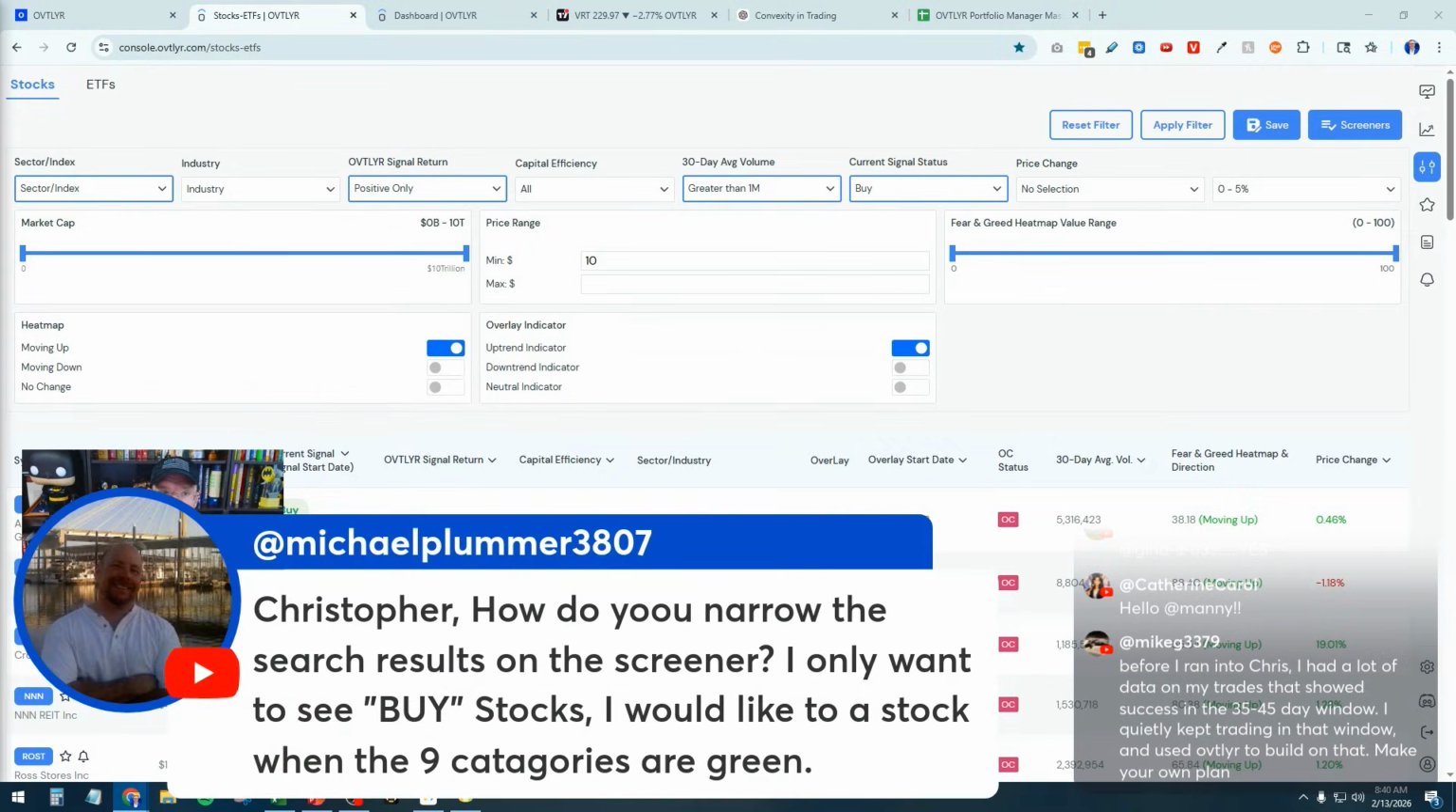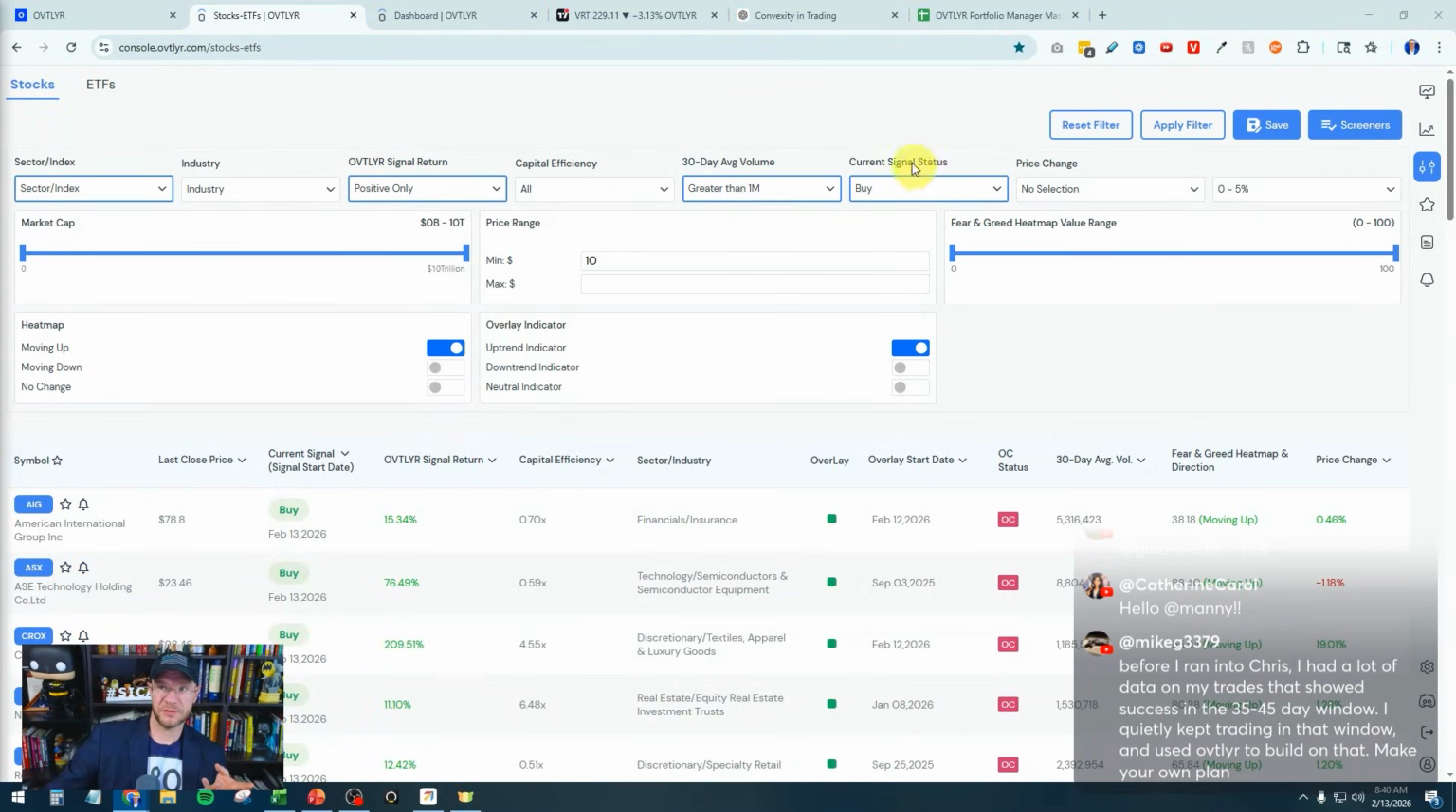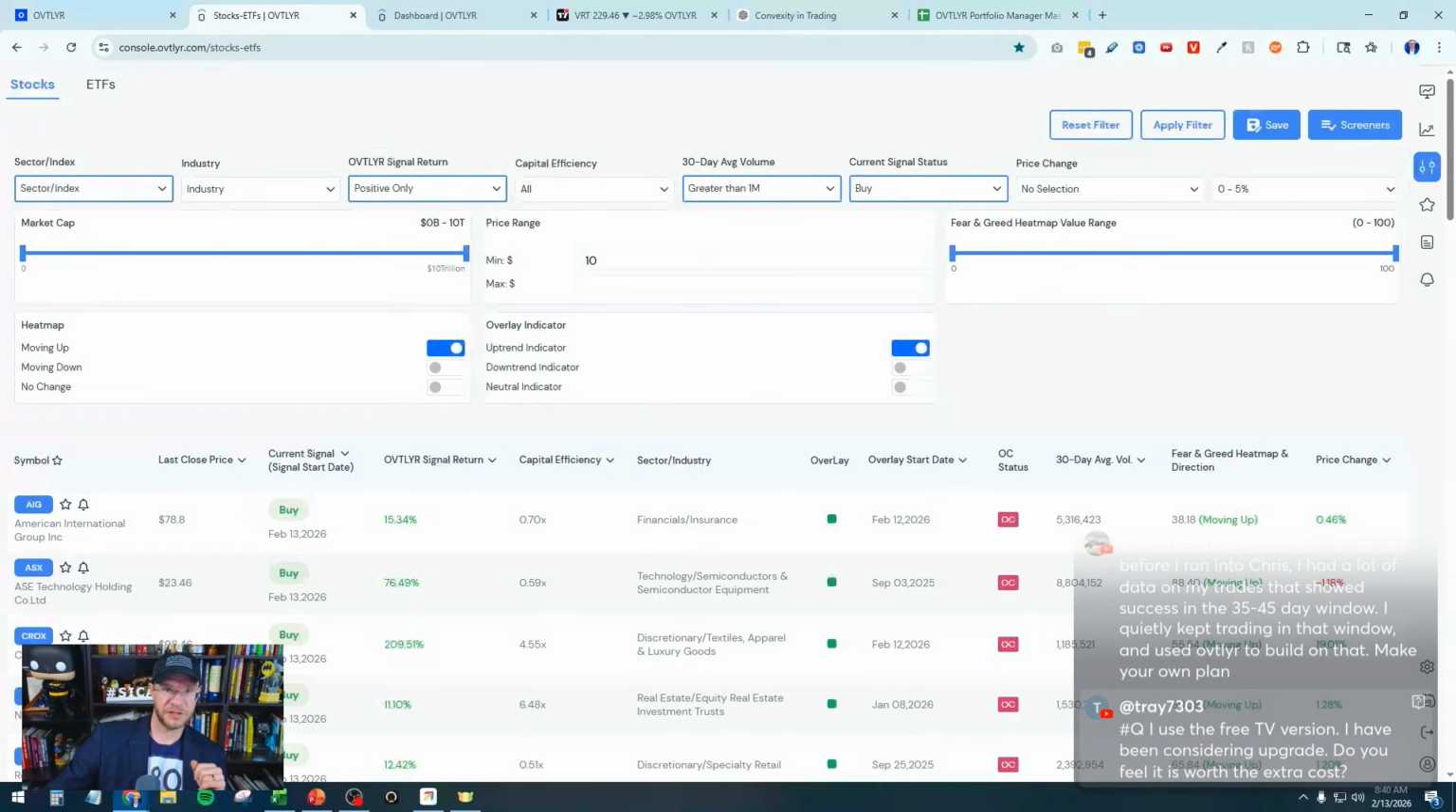But if you're asking how to filter just for buy signals, it's super easy. You're going to filter however you want to. Just come up here to buy. No selection will show you buys and sells, or just buys. Super easy.